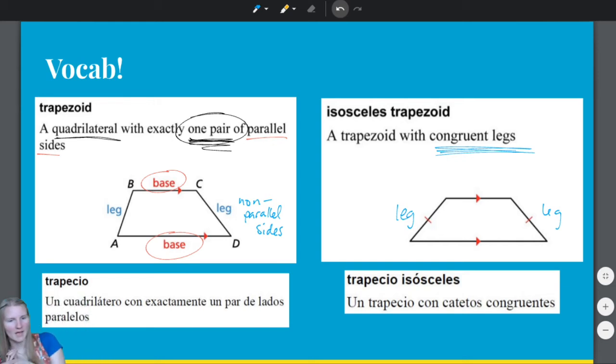Okay, and I'm going to move my head in case you wanted the Spanish version of trapezoid. You can pause it because I'm moving my head back.